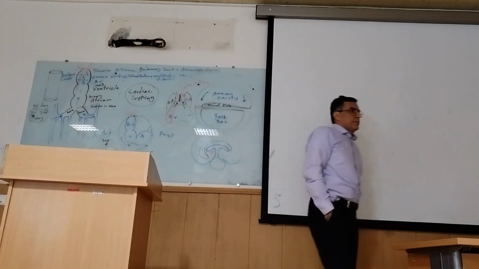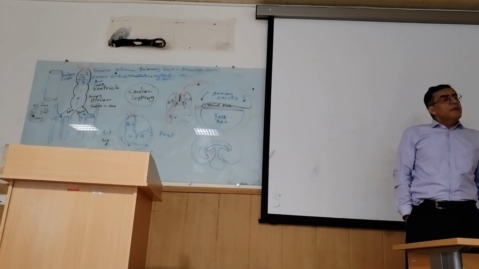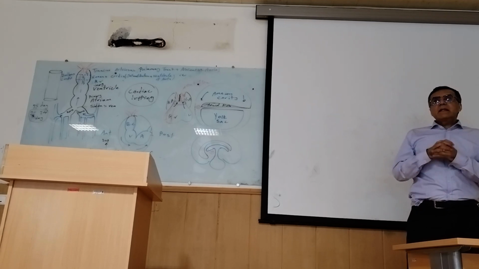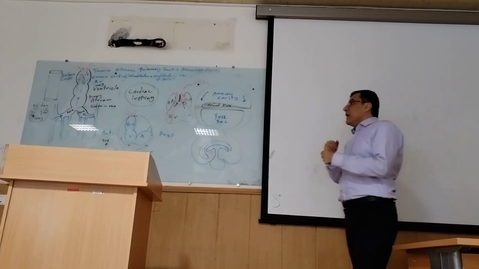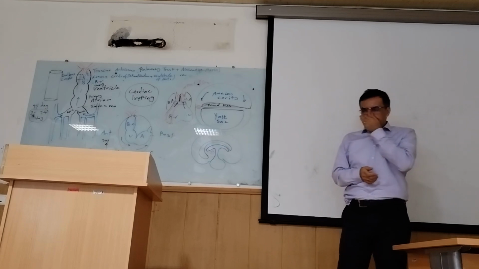So actually, the cardiac tube folds. We say that this is cardiac looping or cardiac folding. It's necessary for the real position of the chambers. Is it clear?